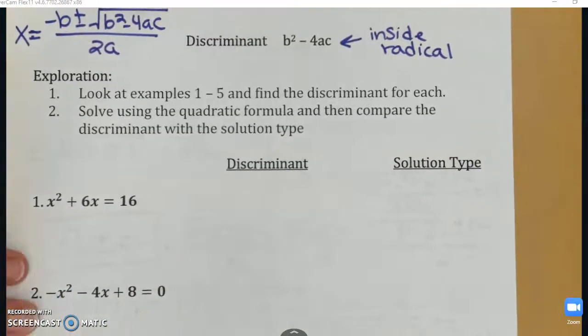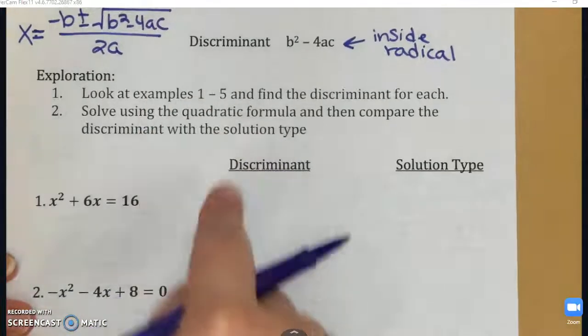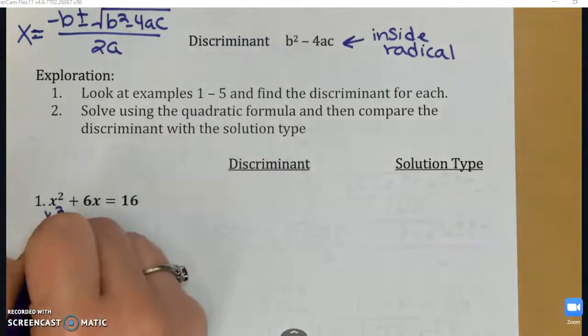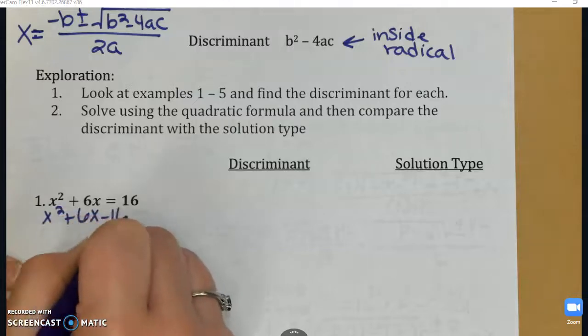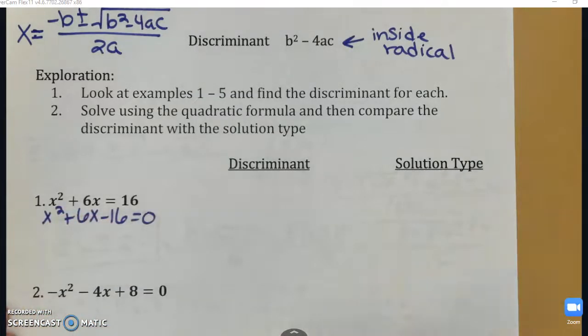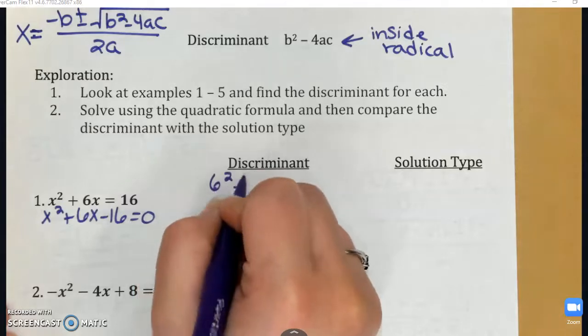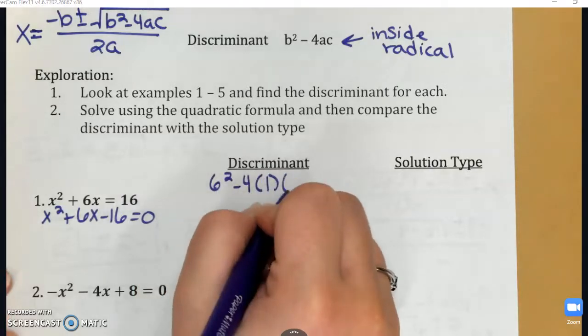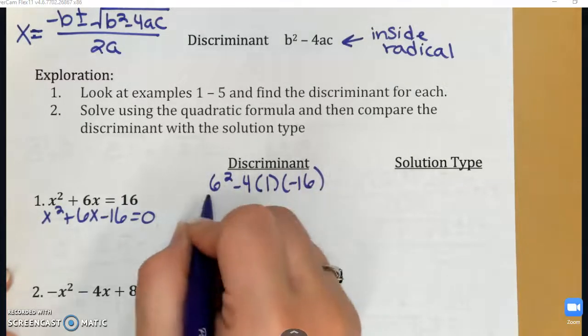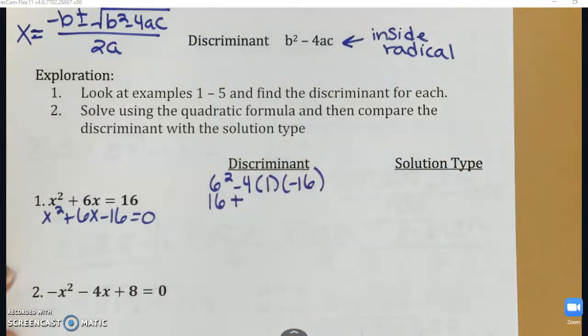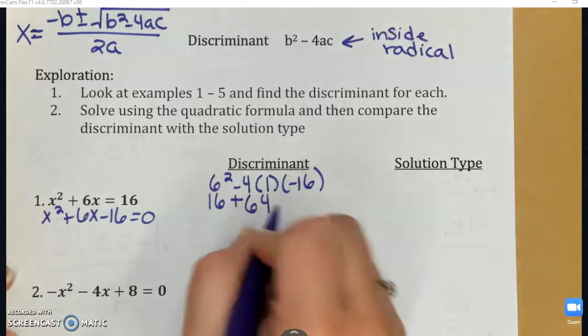So let's start with example 1. I want to find my discriminant, b squared minus 4ac. So I do need this equation in standard form, so I'm going to move the 16 over. And now I'm ready to find my discriminant. So b squared, that's going to be 6 squared minus 4 times 1 times negative 16. So that's going to be plus, I know it's going to be plus because I have a negative times a negative. 4 times 16 is 64.